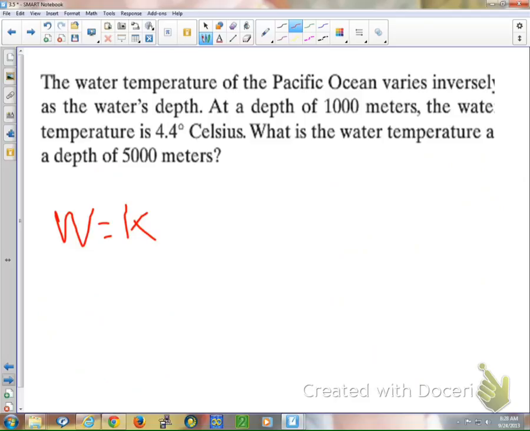All right, and it varies inversely. So what does that mean I'm doing? Dividing. Inversely means dividing, by the depth of the water. So what should we label that as? D. I guess you could put Q if you wanted to. At a depth of 1,000 meters, so D equals 1,000, the water temperature is 4.4. So 4.4 equals K over 1,000.